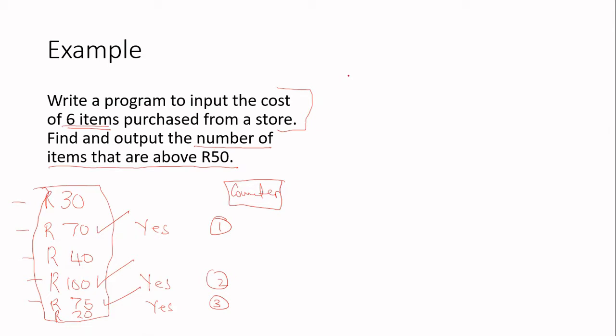So the first thing to do is to get the 6 items. So let's make use of a for loop: for x in range 1, 7, which stops 1 less than that. And let's get the cost. It's equal to float, and we're going to say input, enter cost of the item. So this is the item that I've just purchased.